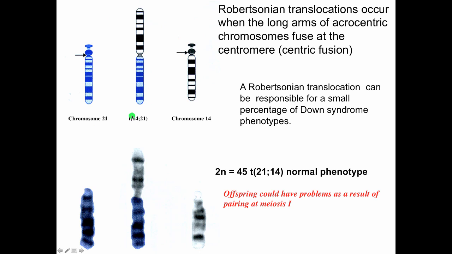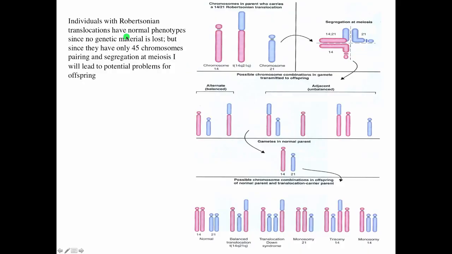Here is the translocation between chromosome 21 and chromosome 14, for example. This individual is 2n equals 45, translocation 21, 14, has a normal phenotype, but the offspring could have problems as a result of pairing at meiosis 1. This shows the individuals with Robertsonian translocations. They have normal phenotypes since no genetic material is lost, but since they have only 45 chromosomes, pairing and segregation at meiosis 1 can lead to potential problems.